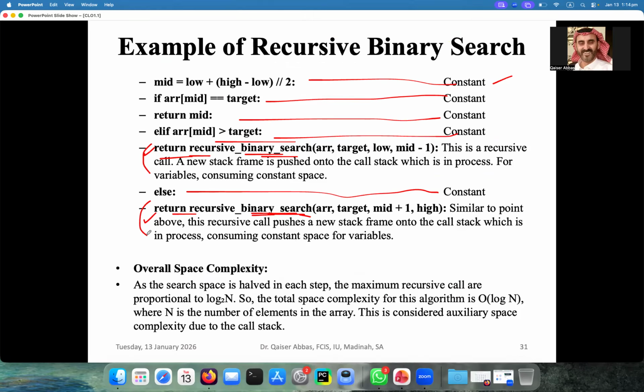I am saying that the total size of this problem is n, which is the number of elements in the array. And the array will take space. So what is the worst case time complexity of this algorithm? Order of n. Worst case.